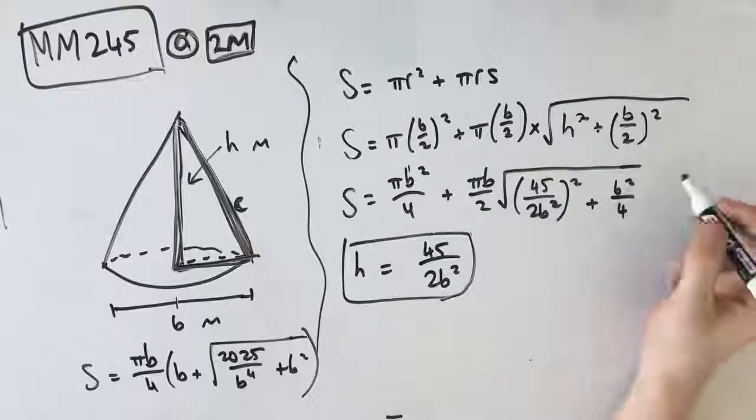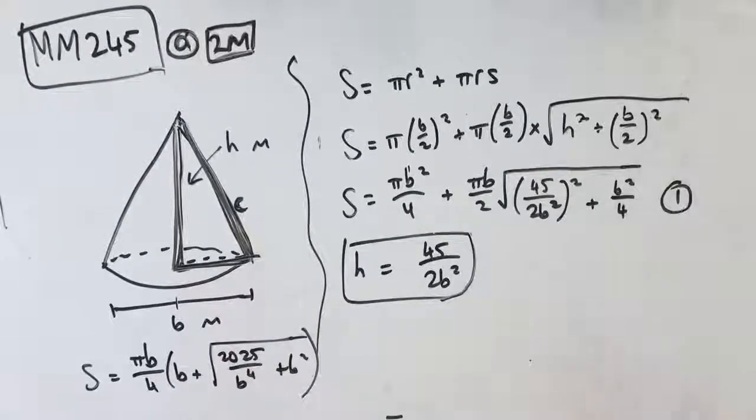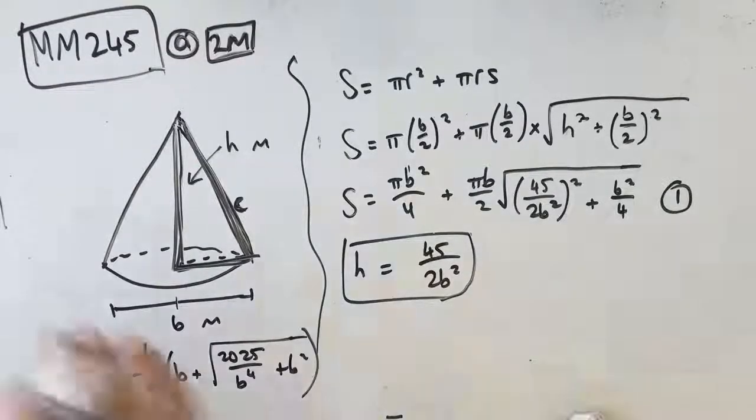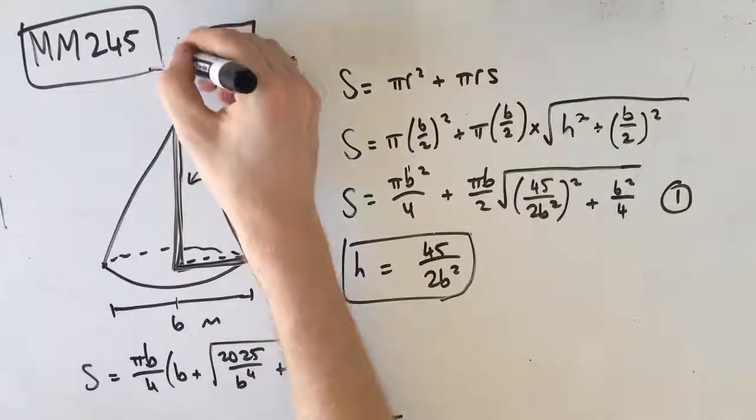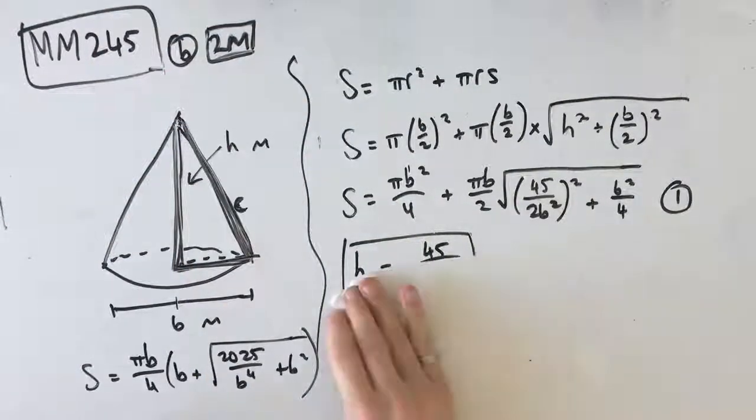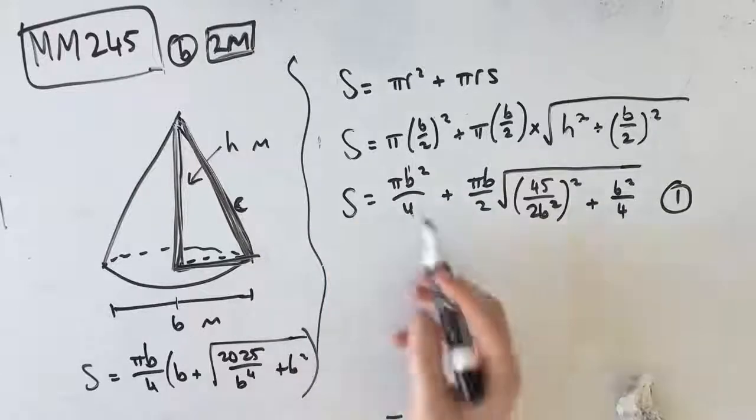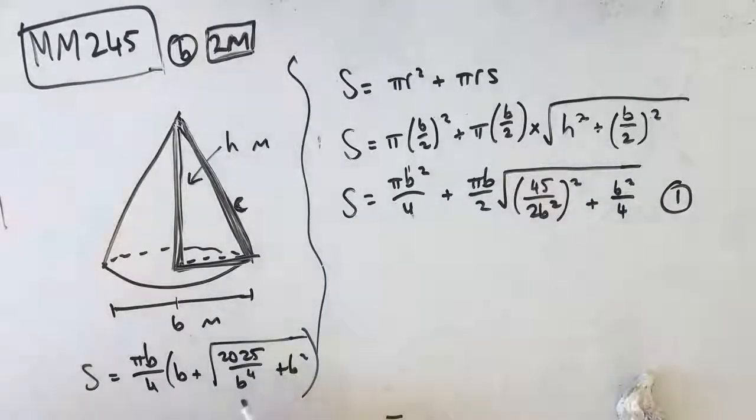Sweet. So this is our first mark, recognizing that as our first mark. And this is a 2-mark question. So this is our part B, 2 marks. And now we're going to need to manipulate this to get it looking like this.